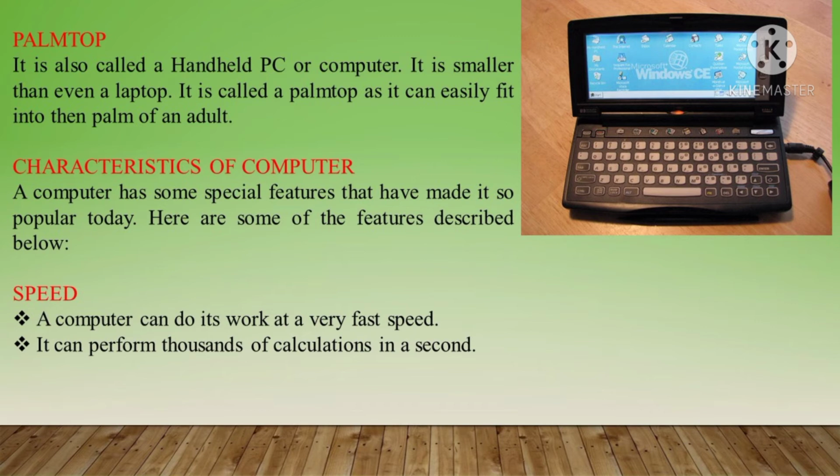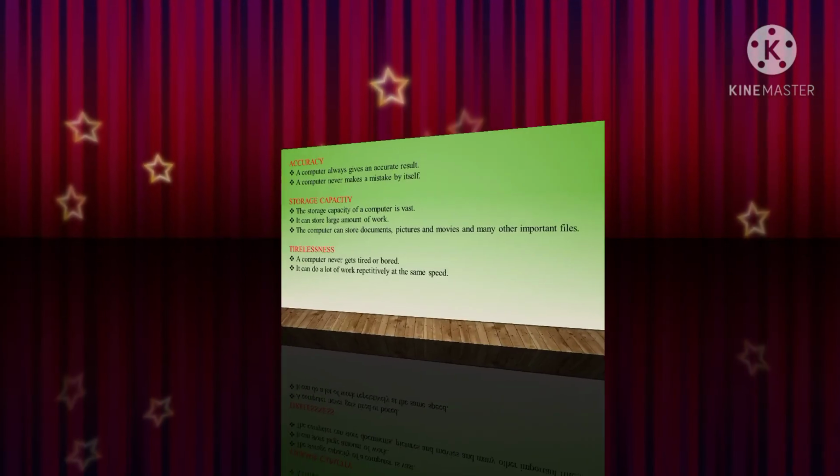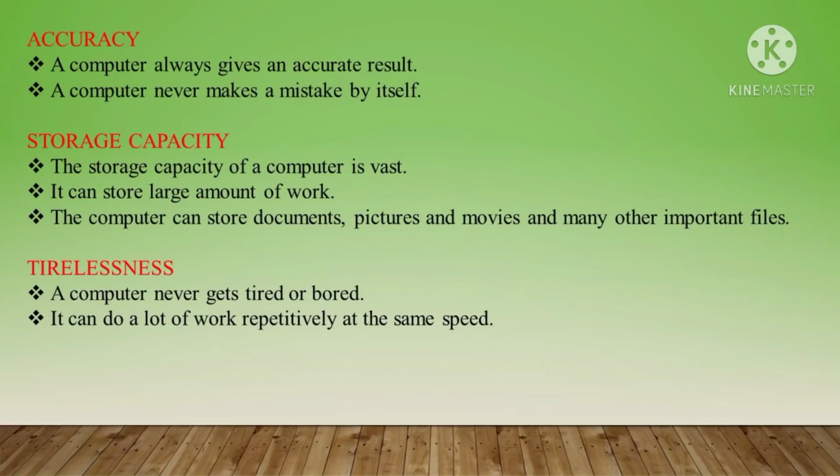Now let us see about speed. A computer can do its work at a very fast speed. It can perform thousands of calculations in a second. About accuracy, we all know it is very accurate. A computer always gives an accurate result. A computer never makes a mistake by itself. When we type something wrong, then only the computer makes a mistake. Otherwise, it is accurate.